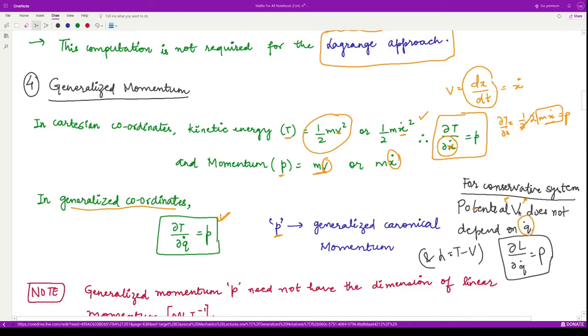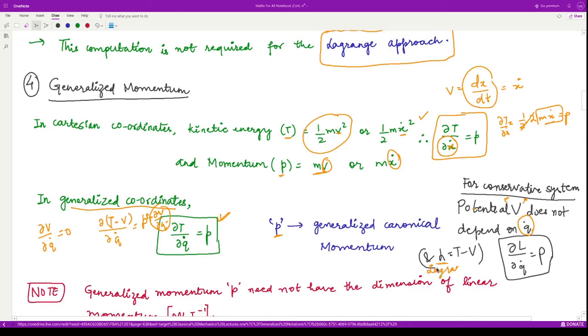If it does not depend on q dot, that means the derivative of V with respect to q dot would be 0, right? So we can add it on either side. So we can write this as del (T minus V) divided by del q dot is equal to p plus del V by del q dot, right? Because this factor is 0, there is no harm in writing this. And this quantity T minus V is L, called the Lagrangian, whose details we shall be seeing in the next video.